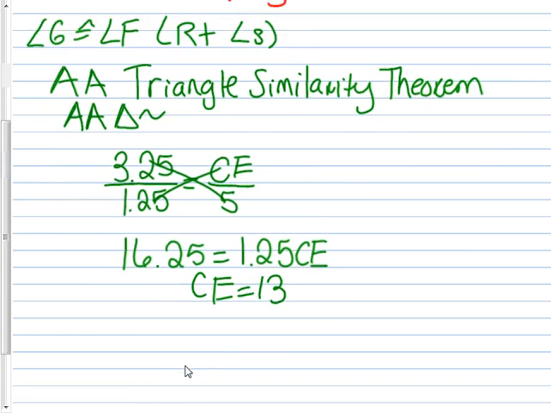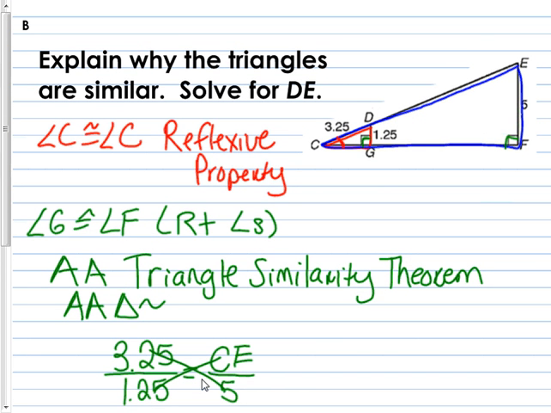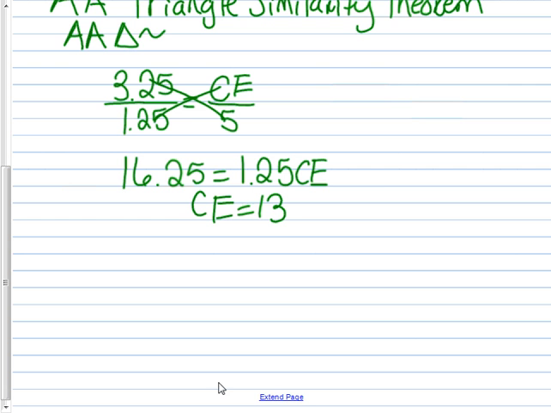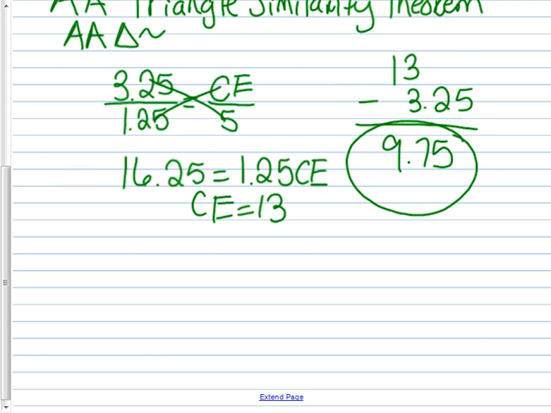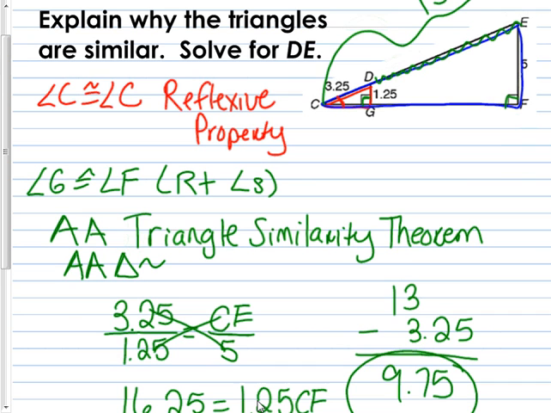Let's look back at the problem. Is that what it asked? No, it asked for DE. So I see that this whole thing right here is 13. But they only want this piece right here. So how do I find that piece? Well, hopefully you know, 13 minus 3.25. Take the 13, subtract the 3.25, and you are left with 9.75. So you have to use the proportion and then subtract it from 13, and there you go, 9.75. That's the length of DE.